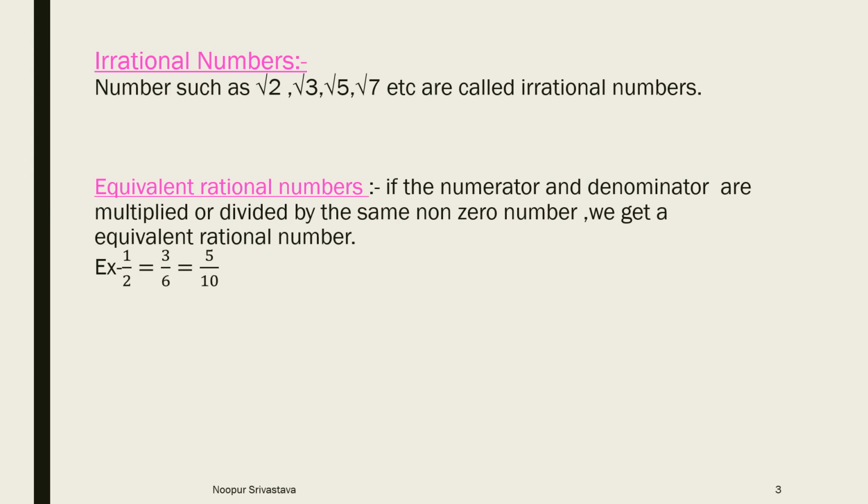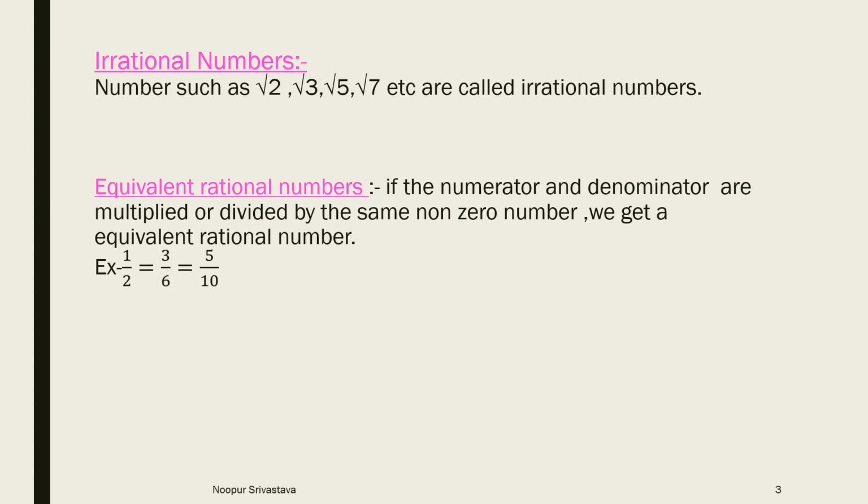Equivalent rational numbers. If the numerator and denominator are multiplied or divided by the same non-zero number, we get an equivalent rational number. For example, as I have given here, 1 by 2 is equal to 3 by 6 is equal to 5 upon 10.